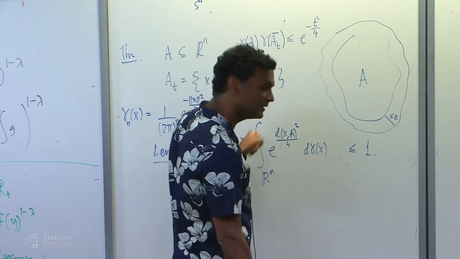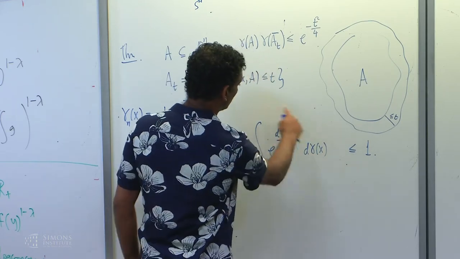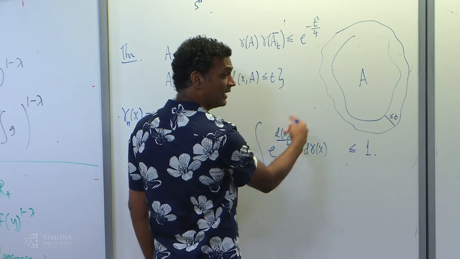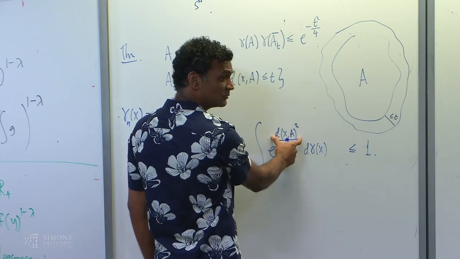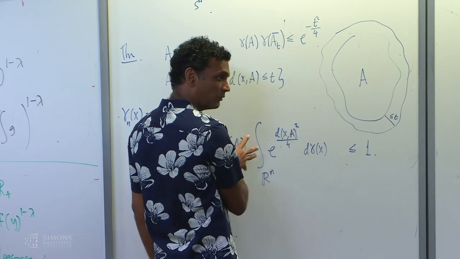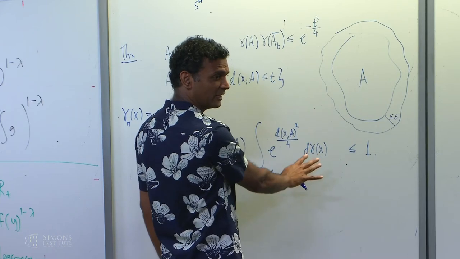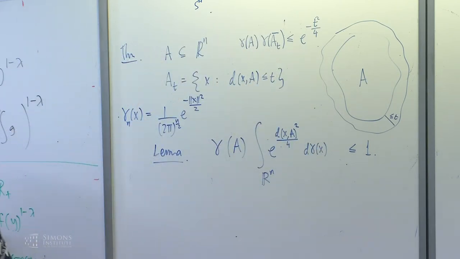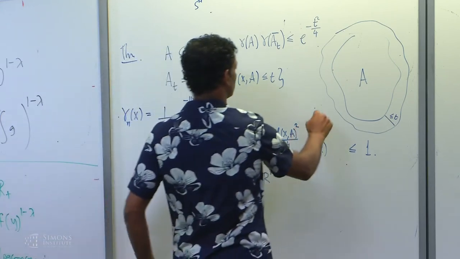Look at this integral here, and let's only count this integral over points that are in A_t complement. So the distance will be at least t for each of them. So you get e to the t squared over 4, which I just pull out, and then what's left is just the integral over A_t. So this directly implies the conclusion.